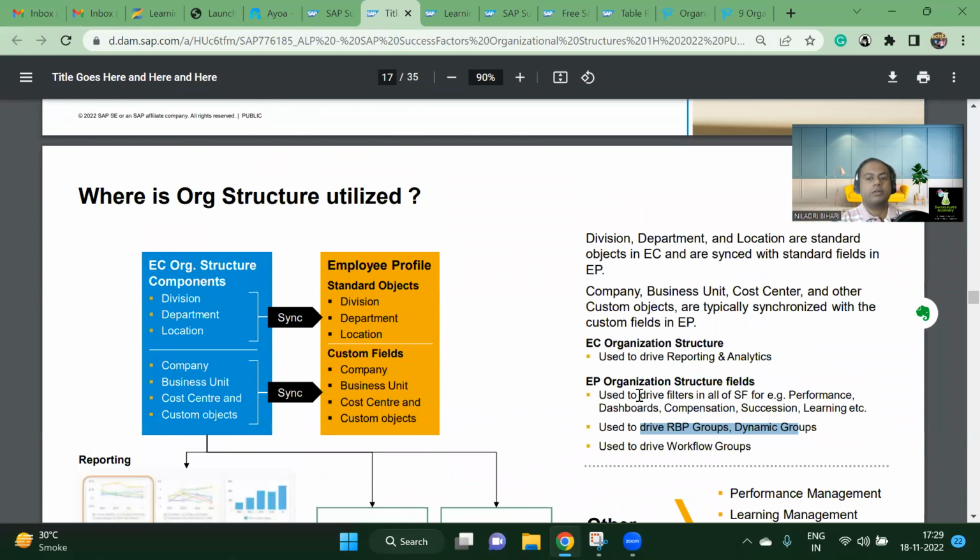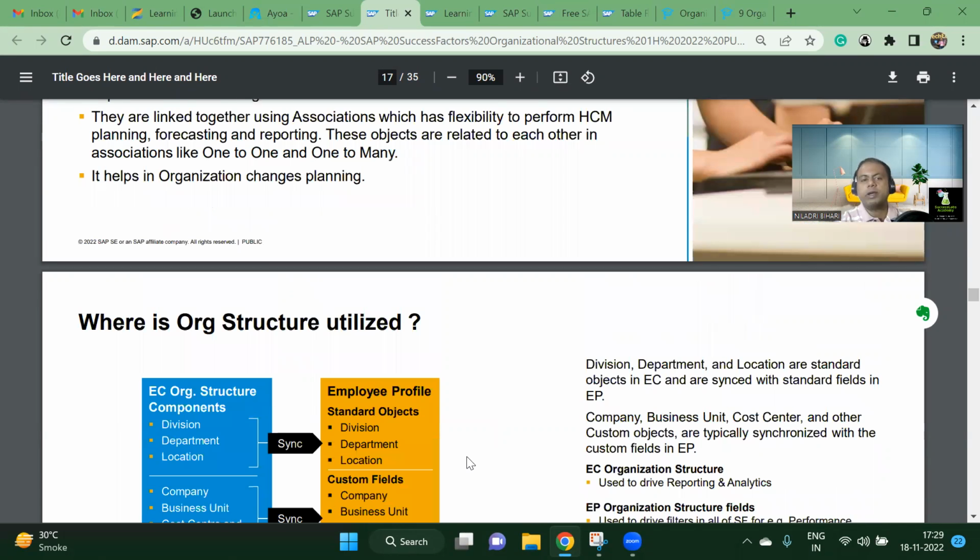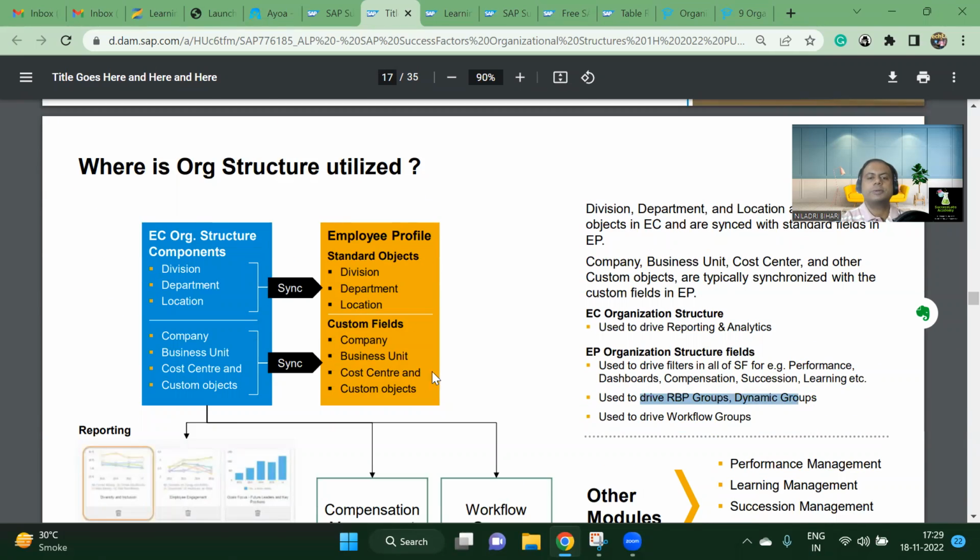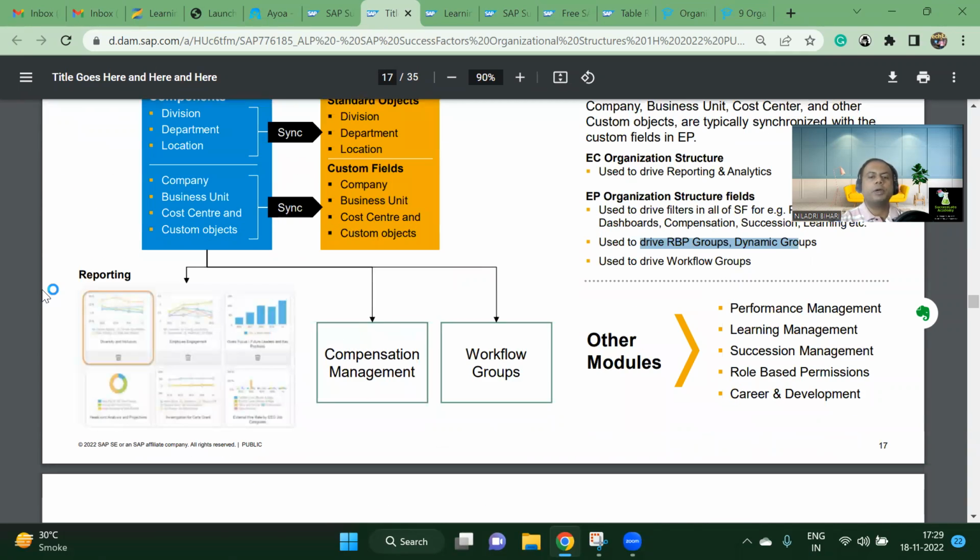Whatever org structure you have designed is fine, but what is the benefit, where exactly are these org structures utilized, okay? In many cases it will be from a reporting point of view, or from a workflow point of view, or in some other modules of SuccessFactors you're going to utilize. It can be performance management, learning management, succession, RBP, CDB, whatever modules you are going to implement, right?